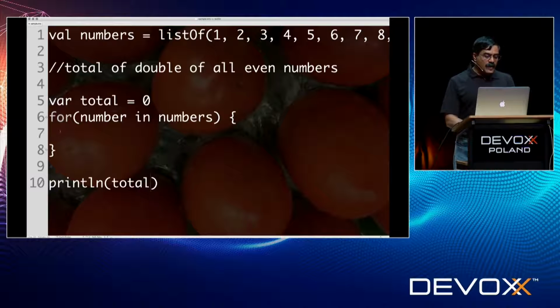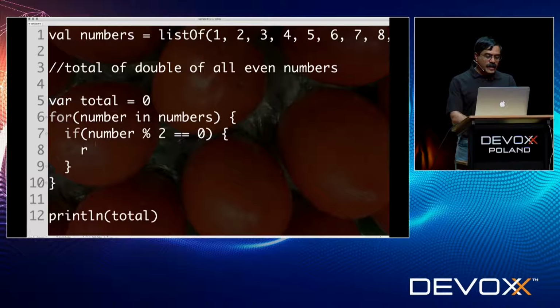But what you can then do here is say, if the number that is given to us is an even number, so you can say mod 2 is equal to 0, and if it's an even number, then you can say total plus equal to the given number times 2, and you can then start totaling the double of all the values in the collection.